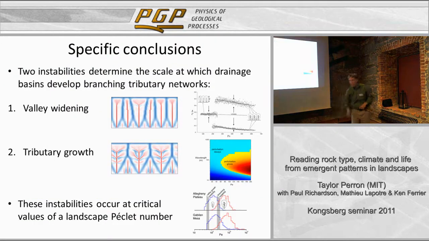So to wrap up, I'll give you a set of specific conclusions and then a broader statement. The specific one relates to the formation of this pattern of drainage networks at fine scales, where basins start to form tributaries by first widening at the expense of their neighbors once they reach a critical ratio of strength of stream incision to the strength of hill slope transport. And then once they widen, their side slopes become long enough that first-order drainage basins can grow as instabilities. And each one of these occurs at a critical value of a landscape Péclet number.